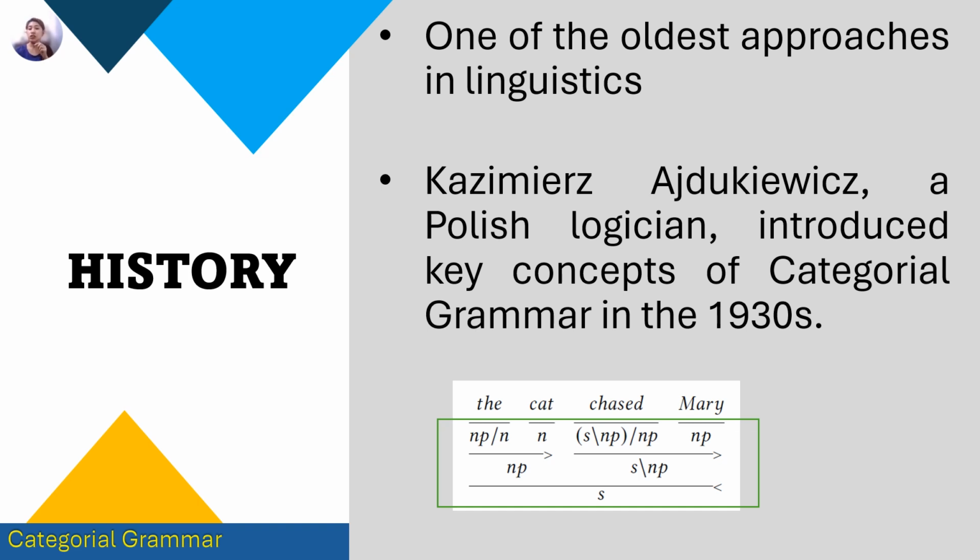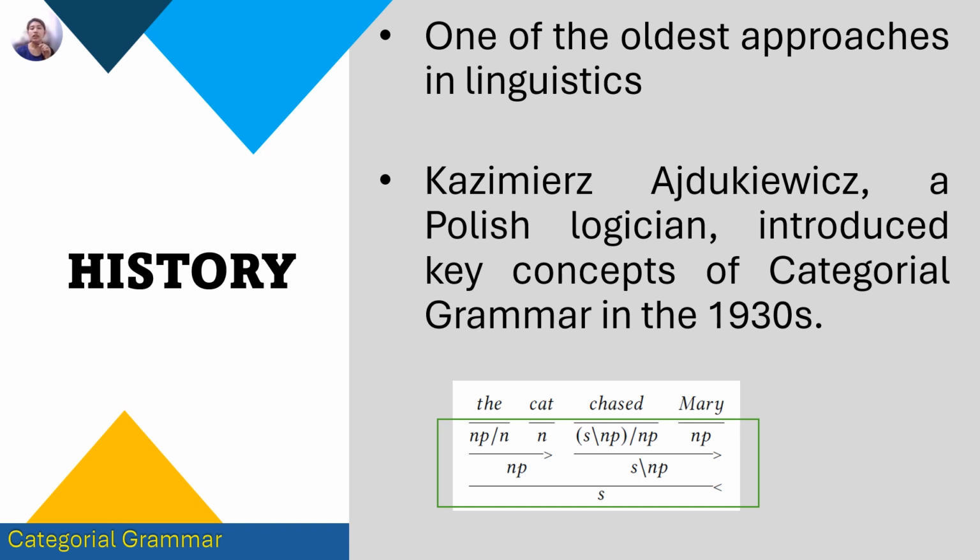What made a logician develop an approach in linguistics? Well, he wanted to apply principles of formal logic to the analysis of language. He aimed to develop a systematic framework for linguistic analysis. And he proved it possible. And that's the reason why he introduced the concept of categorical grammar.